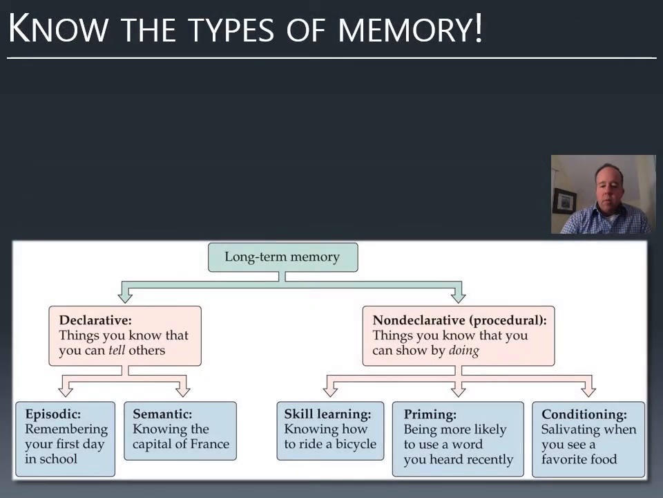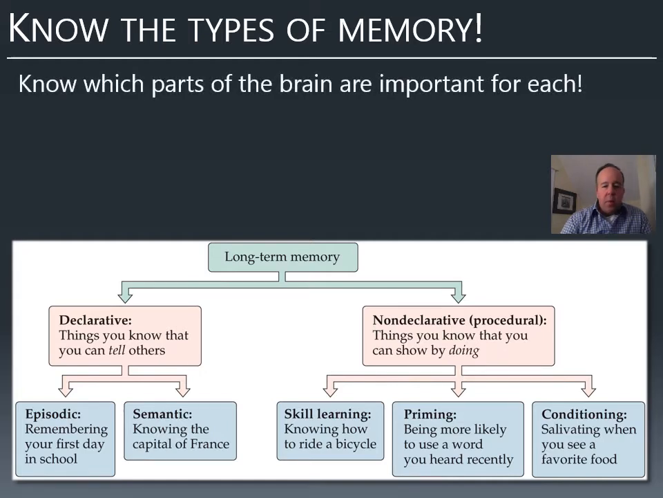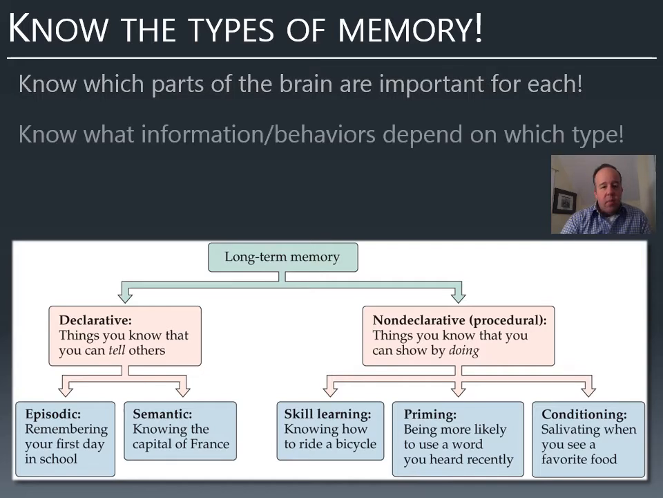Moving on to learning and memory. So we have this diagram, this hierarchy of long-term memory. Be sure to understand this diagram. Know which parts of the brain are important for each kind of memory. So know that episodic and semantic belong to declarative, but also know that the hippocampus is very important for declarative memory. The cerebellum is important for conditioning. The basal ganglia is important for skill learning. We've already seen that the amygdala is important for fear conditioning in particular.